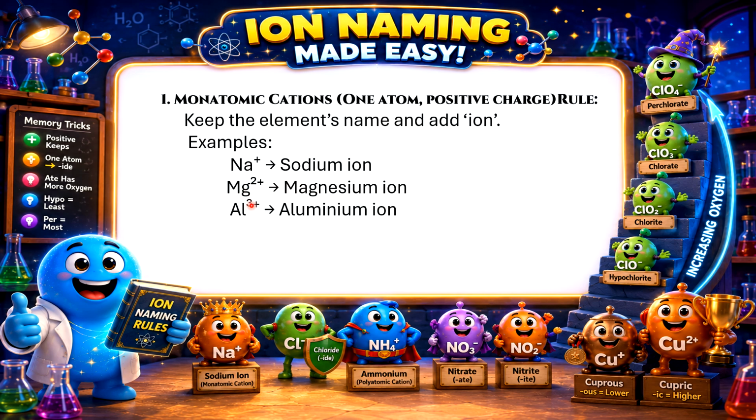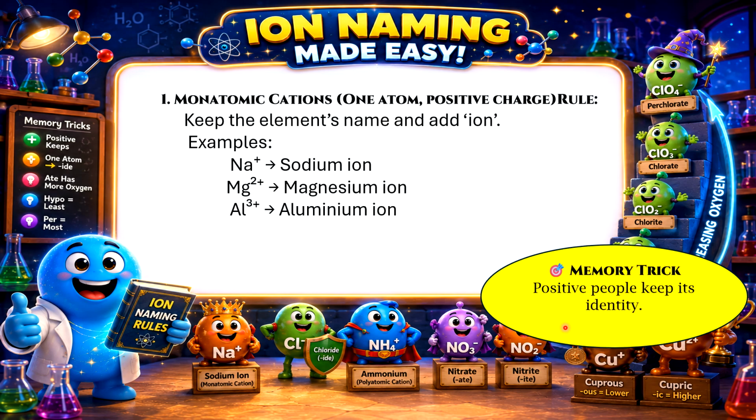Likewise, magnesium becomes magnesium ion. Al3+ is known as aluminium ion. So how do we remember this? Positive people keep their identity.